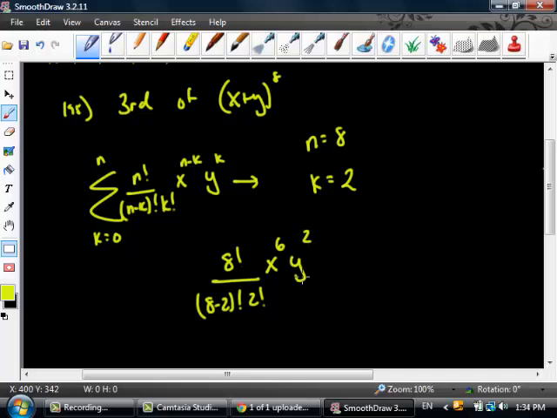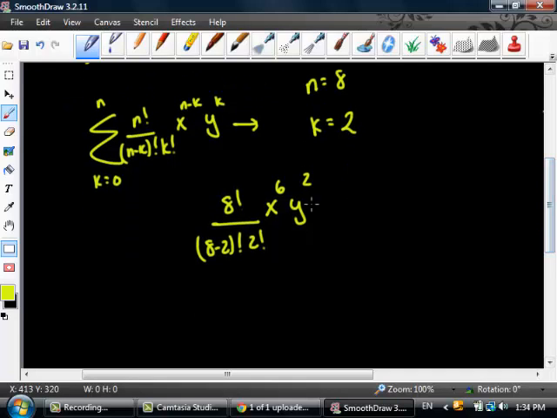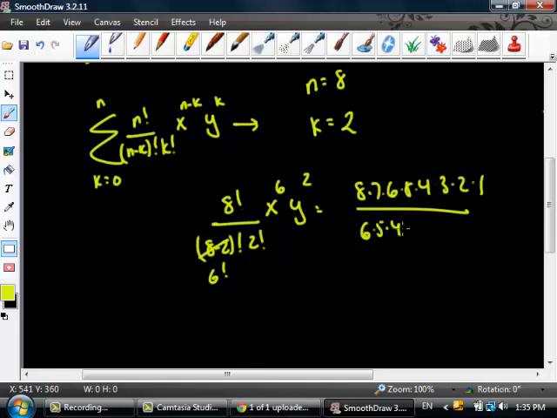Yeah? Okay. So what this is 8 times 7 times 6 times 5 times 4 times 3 times 2 times 1 over, this is 6 factorial, so it's 6 times 5 times 4 times 3 times 2 times 1 times 2 times 1, right? Because of the other 2 factorial. That's gone. That's gone. This becomes 4. 4 times 7 is 28 x to the 6th y squared.